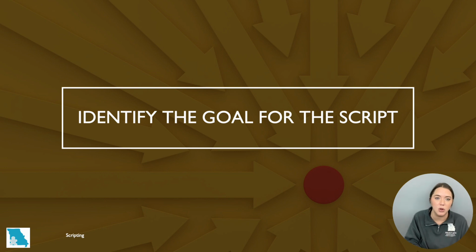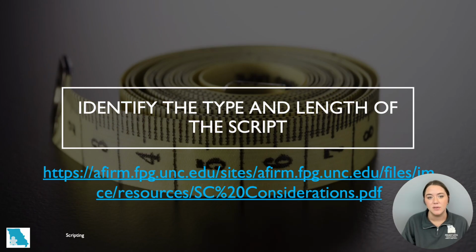So I would like you to go ahead, after you've identified your student, I want you to write down what is the goal for this student. What are we wanting them to achieve? And kind of jot down a simple goal that you think that your student would be able to accomplish utilizing social scripts. So the next thing you're going to do is identify the type and the length of the script.